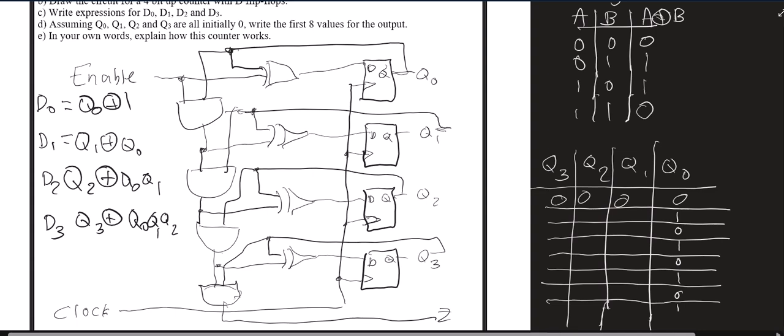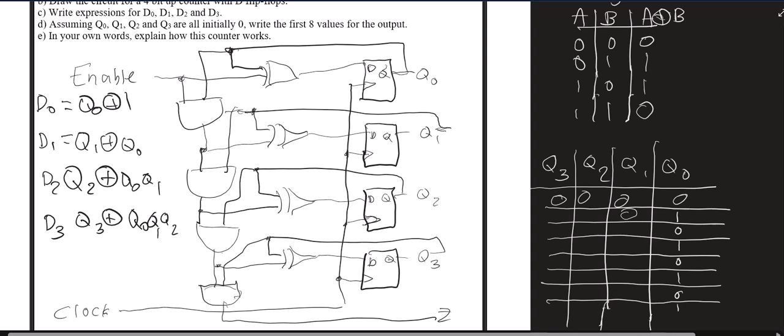So Q1 is going to be the exclusive OR of Q1 and Q0 from the line above. So the exclusive OR of Q1 and Q0. So what is the exclusive OR of these two? 0.